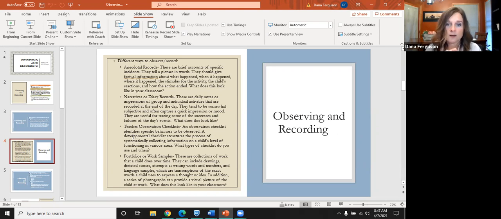So when I taught, I did use portfolios, and I would collect monthly samples of the child's drawings, of their attempts at writing, different things like this. That way not only could I see the progression, but the parent could when I did home visits and conferences. So that was really nice. And the parents always really enjoyed that because it gave them a visual.